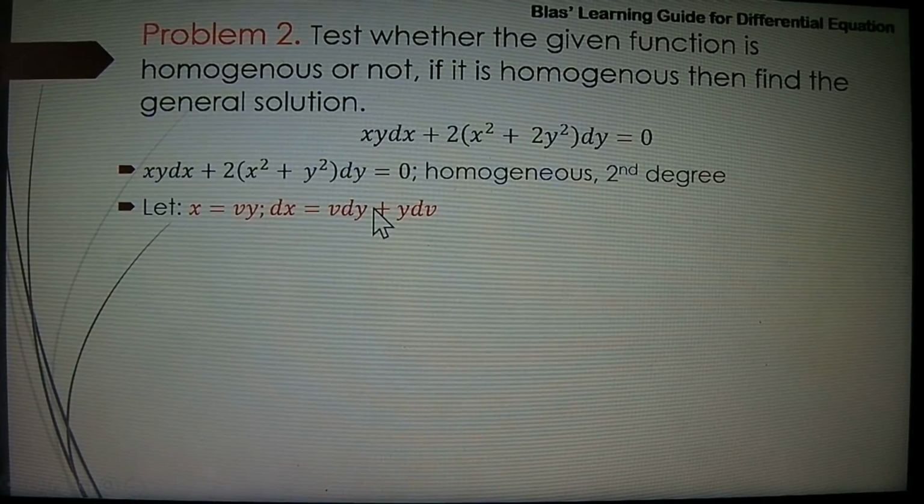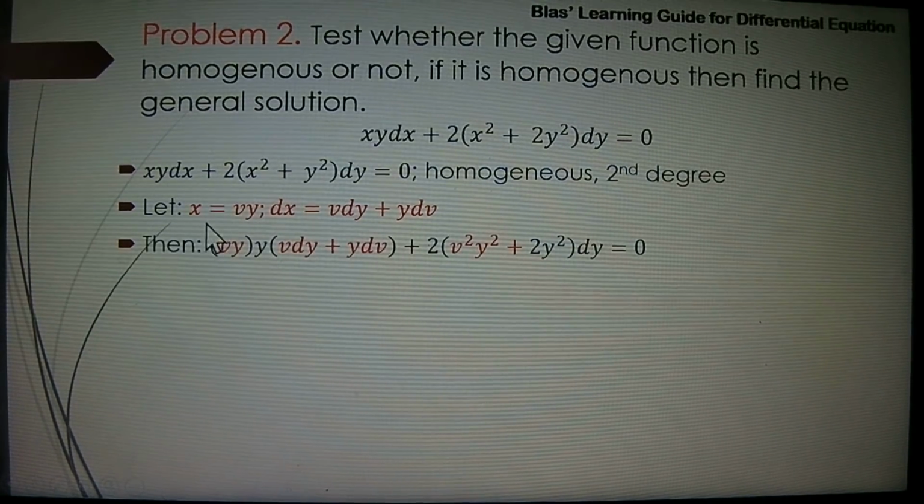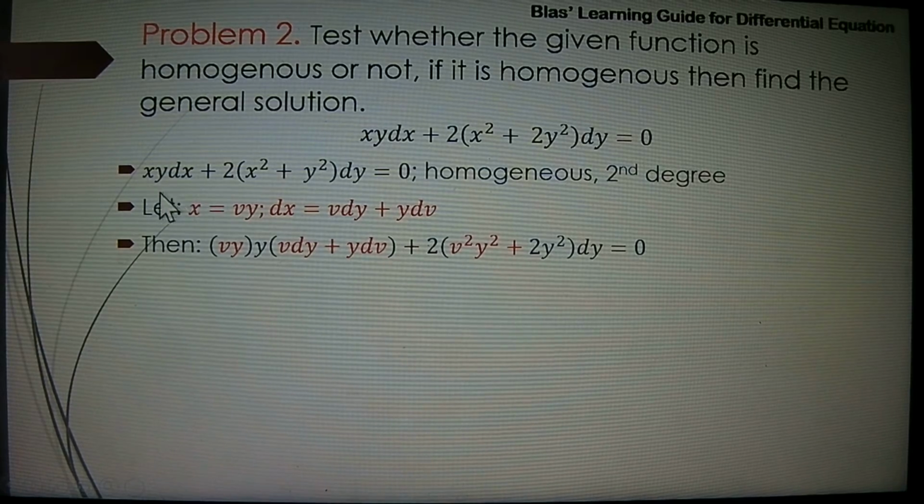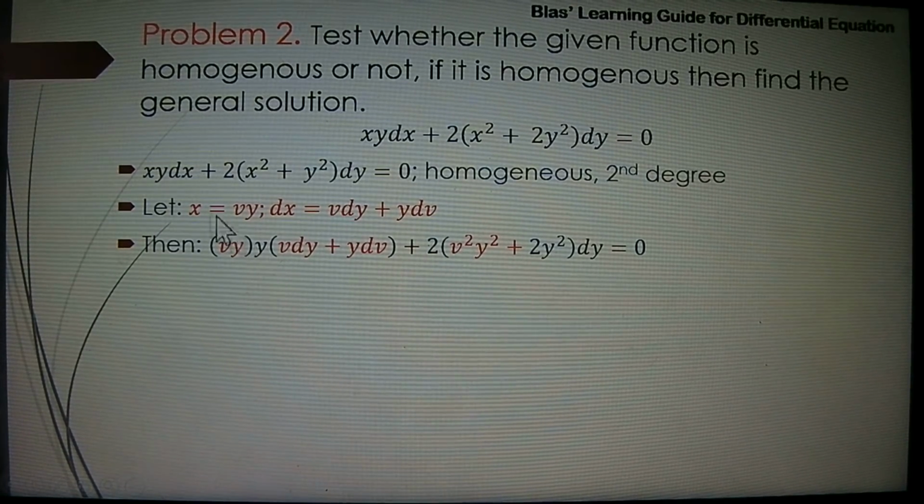So last problem we have y equals bx. Since x equals by, that will be the much simpler variable to be substituted to the given differential equation or homogeneous equation. So therefore we shall be using that. So you have to substitute x by by, so dx is b dy plus y db.